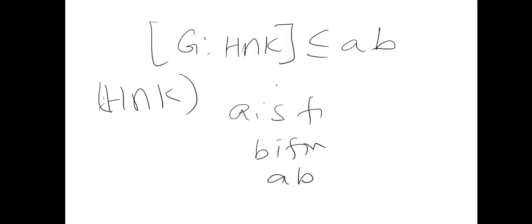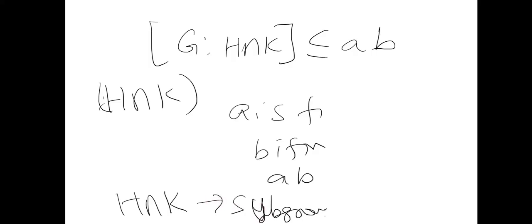Therefore, the index of H intersection K in G is less than or equal to ab. That is what we know. And a is finite, b is again finite, and ab is again finite. The index is less than or equal to ab. Therefore, the index of H intersection K in G is also finite. And what did we prove? We proved that H intersection K is also a subgroup, and that too a subgroup of finite index.